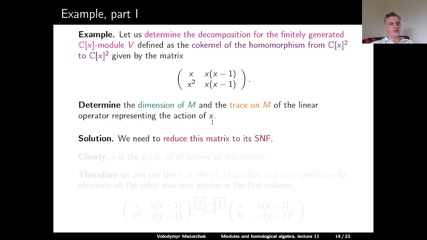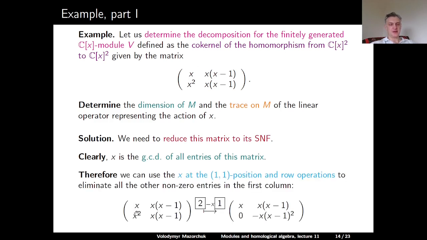In order to solve the problem, we need to reduce this matrix to its Smith normal form. Again, clearly x is the greatest common divisor of all entries. So first, we eliminate all other entries in the first column. We multiply the first row with x and subtract from the second row. So we get the matrix x, then x times (x minus 1), 0, and then minus x times (x minus 1) squared. So we will have x times (x minus 1) minus x times (x minus 1). We will get exactly 1 minus x there as a multiple.